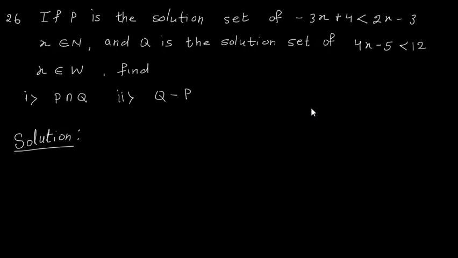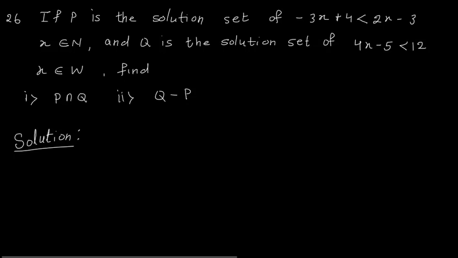Now let us see 26th question. If P is the solution set of -3x + 4 < 2x - 3, x belongs to natural number, and Q is the solution set of 4x - 5 < 12, where x belongs to whole number, then first find P intersection Q and second find Q minus P.